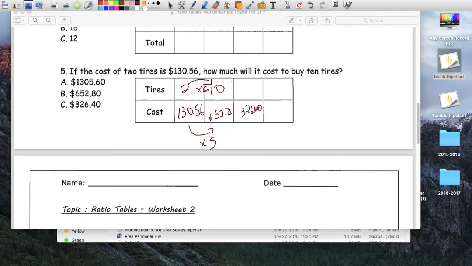130.56 does not have a direct relationship with 326.4, but if I divide this by 2, I'm going to get 130.56 divided by 2, I'm going to get 65.28. If I divide the top by 2, I get 1. How does 65.28 have a relationship with 326.48? It's times 5. So this one will be a times 5 relationship. And that gives me 5.